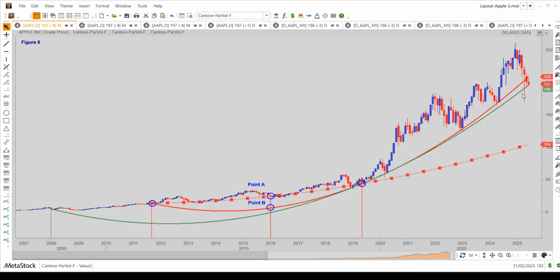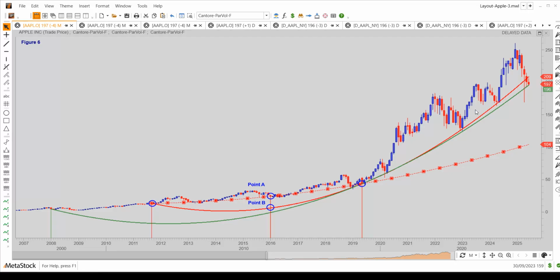By moving the second point of tangency down by 18 points, i.e. $18, from point A to point B, the red parabolic involute is obtained, which is very effective in interpreting the subsequent evolution of the Apple stock. An equally effective indication is obtained with the tracing of the green parabolic involute.